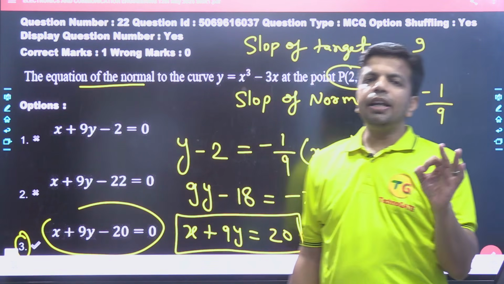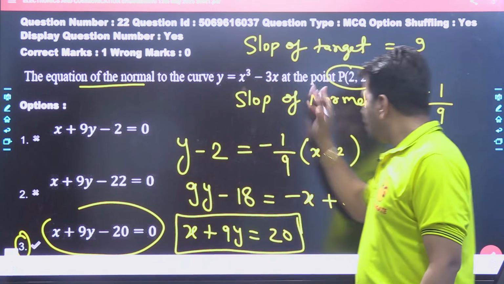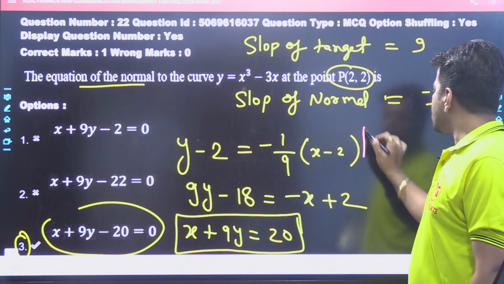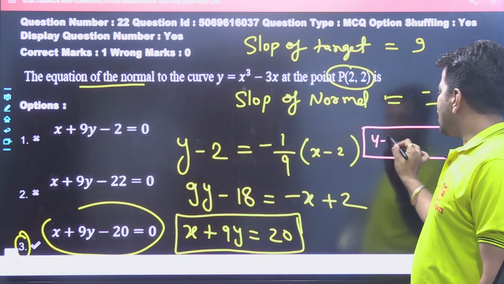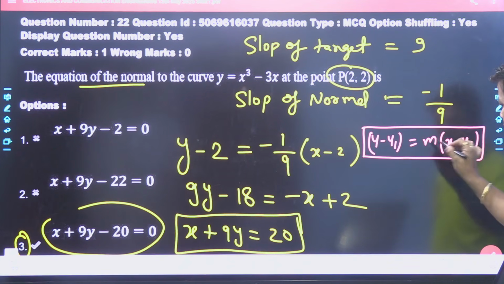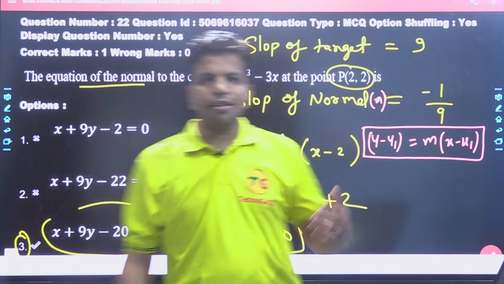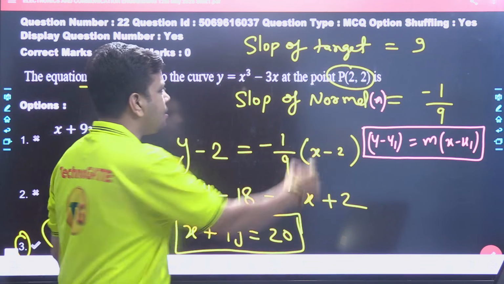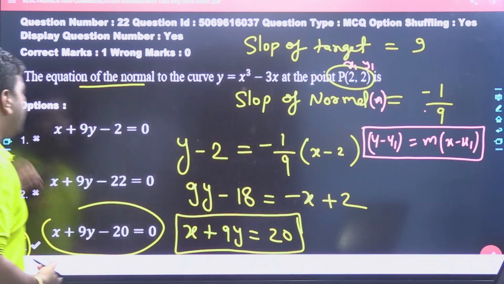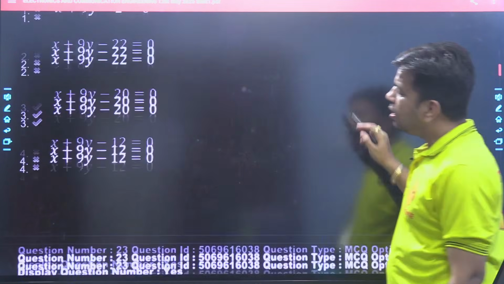So ultimately, whenever you need to find the equation for the normal to the curve at a point, just remember the generalized equation. What is the generalized equation? It is y minus y1 equals to m times (x minus x1). Here m is the slope of normal. I am just putting the values here, nothing else. We know that this is x1, y1 and this is m. Just put those values and you can get that particular answer. So this question is somewhat easy. Okay, let's move to the next one.